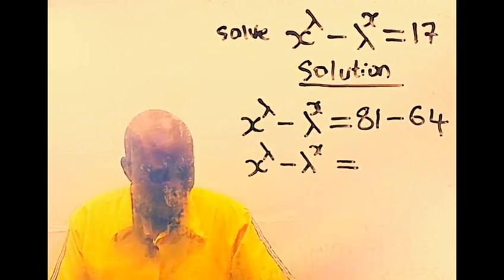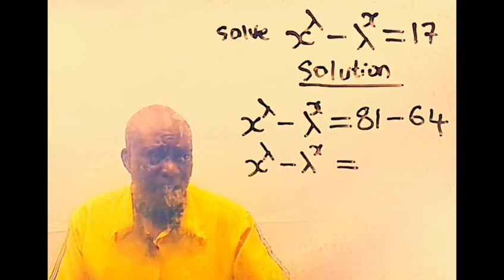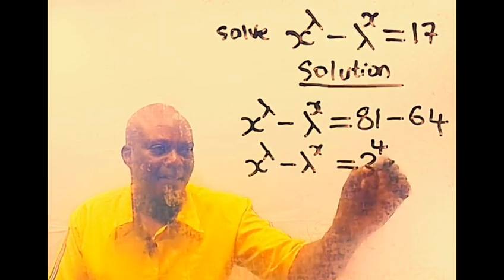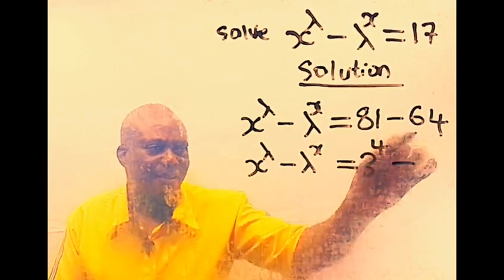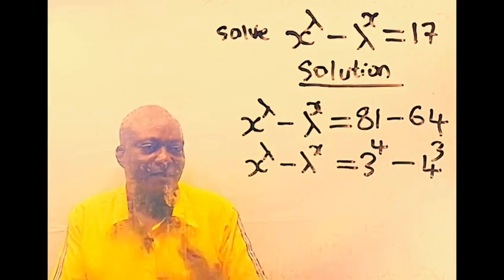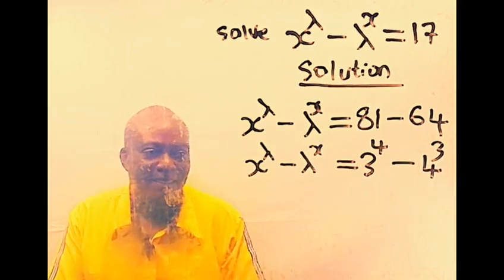You can break it in the form of 3 to the power 4. That means 3 to the power 4, and minus this one, you can say 4 to the power 3. Can you see it? Everything has been reversed.